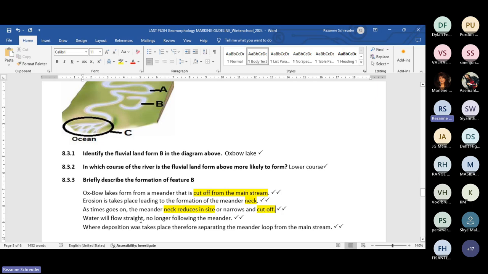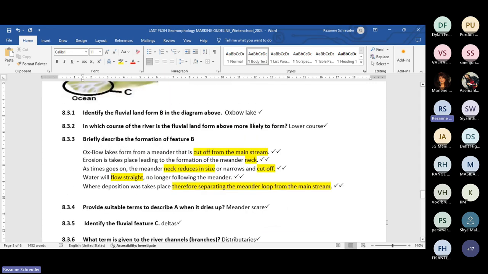Water will then flow straight, no longer following the meander. And then where deposition takes place, it is separating the meander loop from the main stream. Right. So those are the important terms that we can look at when we answer a question. Remember, it was two, not sure about the mark allocation, most likely 2 times 2.